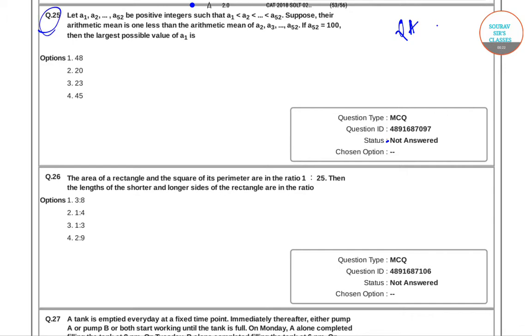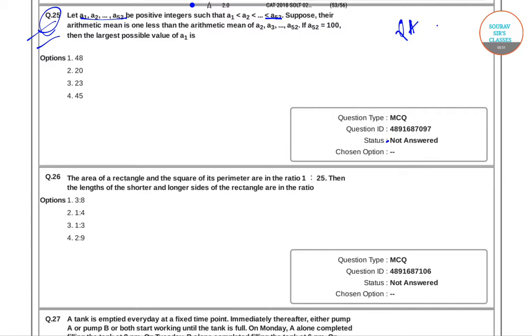In this question, as you can see, this is a question on the arithmetic mean of positive numbers. Very interesting topic, so let's try to solve it. Here we have been given that a1, a2 up till a52 are positive integers, and there is a criteria placed on these positive integers. The criteria is that a1 is less than a2, a2 is less than a3, and so on, and finally a52 is the greatest number.